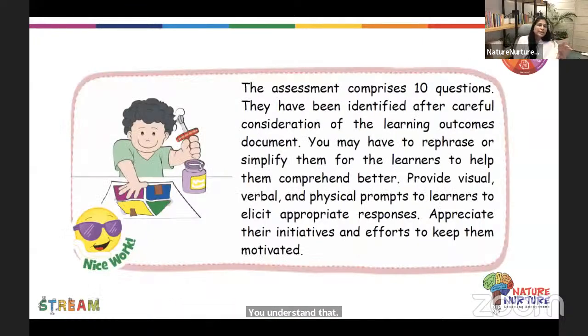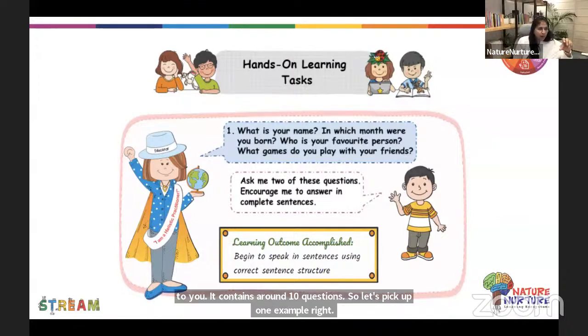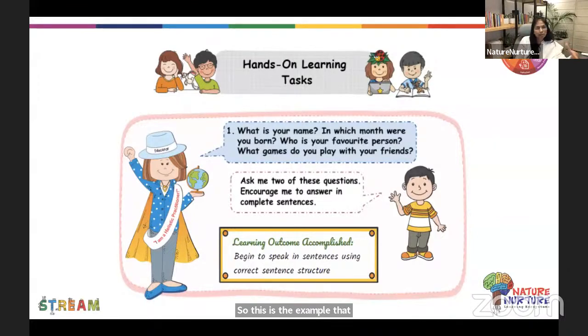Okay. So now this assessment will have 10 questions. When this kind of formative assessment comes to you, it contains around 10 questions. So let's pick up one example, right? By the end of this unit, my learners will be able to speak in complete sentences. This is the outcome. See, I'm focusing on the outcome. What we do, we begin to ask questions. Oh, these are the 3 questions. We call a learner. We ask 3 questions. We say tick, tick, tick. Done. Assessment done.